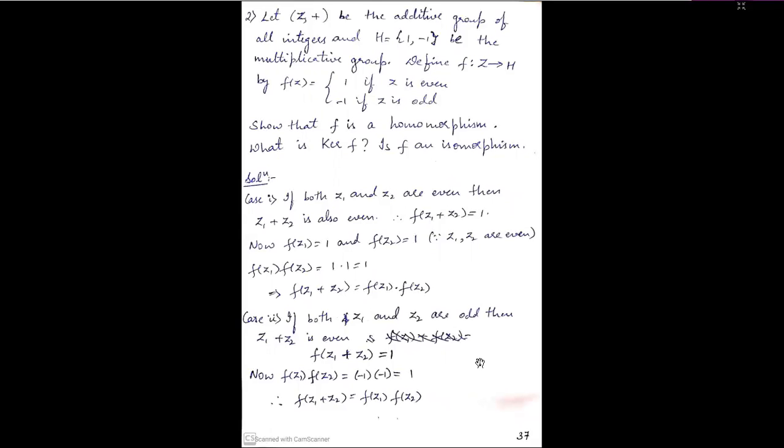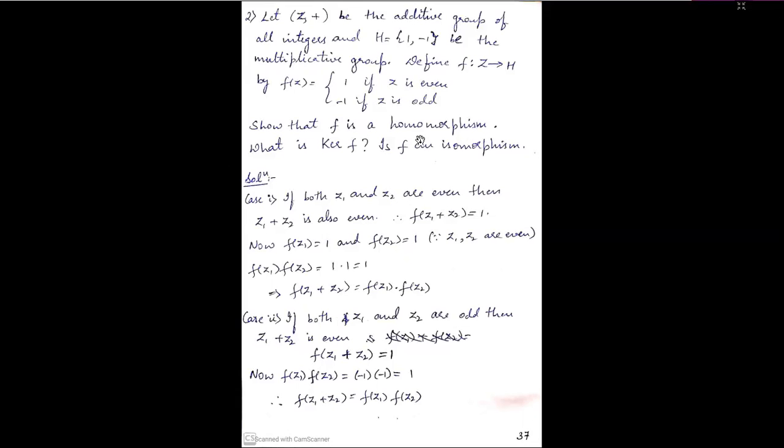Similarly, let us look at the next example. Let (Z, +) be the additive group of all integers and H equal to {1, minus 1} be the multiplicative group. I am defining a function f from Z to H as f of z is equal to 1 if z is even, minus 1 if z is odd. So all the even numbers are mapped to 1, all the odd numbers are mapped to minus 1. We need to show that f is a homomorphism and find out what the kernel is, and we have to check whether f is an isomorphism.